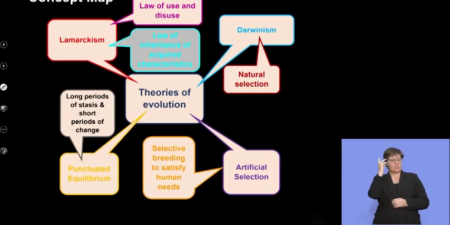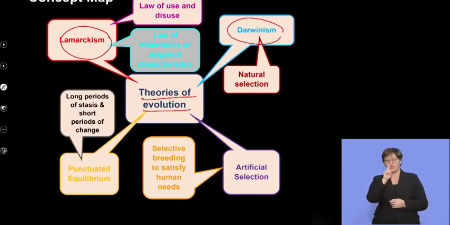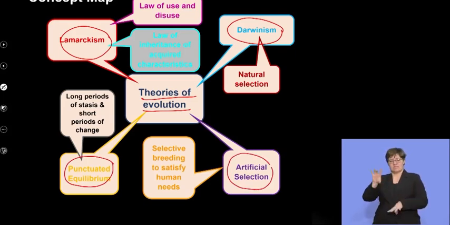Okay, so we were looking at the theories of evolution. We've had a look at Lamarck, we've had a look at Darwin, and now we're going to have a look at punctuated equilibrium, and we're going to have a look at artificial selection.